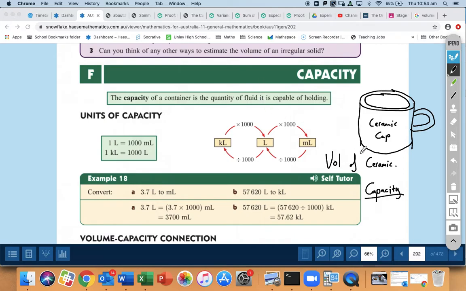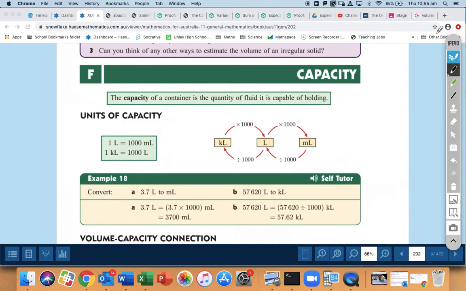Volumes are measured in something like cubic centimeters or meters cubed. Capacity, when we're thinking about how much liquid would go into this cup, would be in milliliters, liters, or maybe even kiloliters or megaliters, or something like that. Right, so please be aware that there is a difference between those two things.